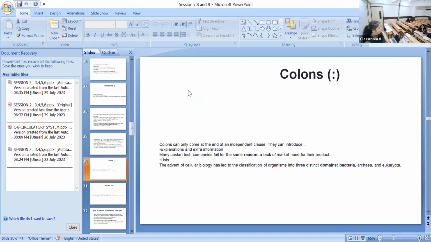So do put in the bracket explanations and extra information. You're supposed to use it only at that time. Don't use it otherwise.